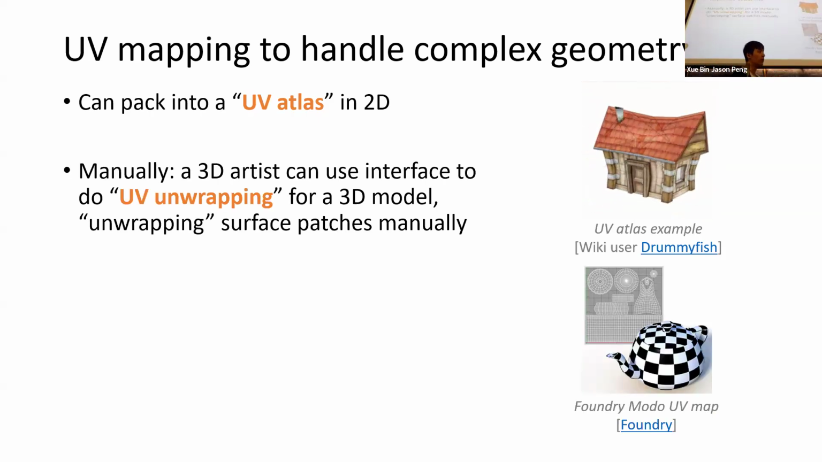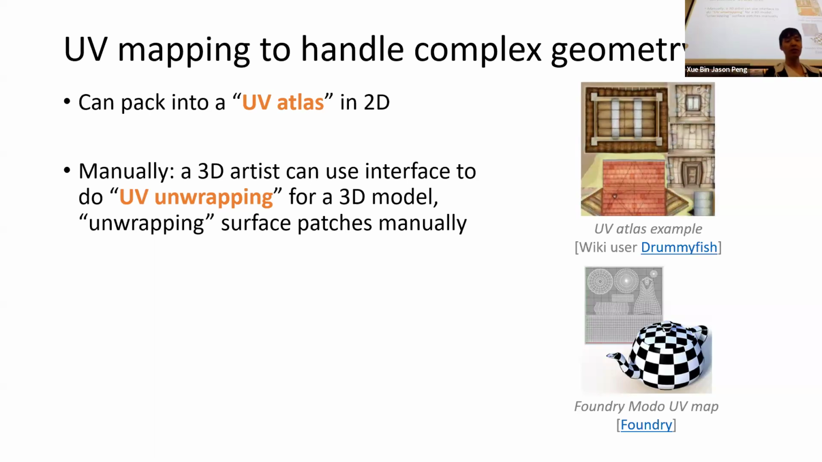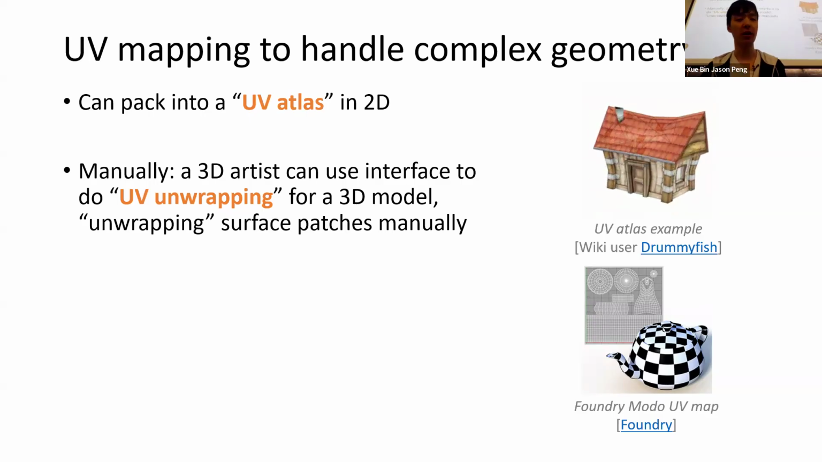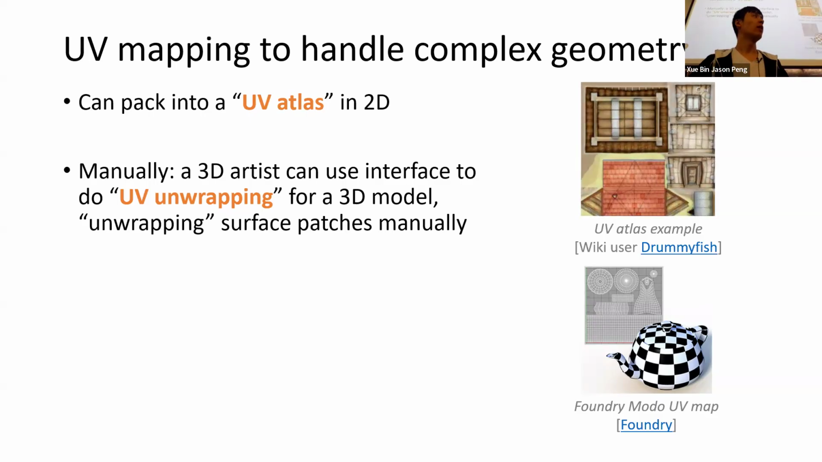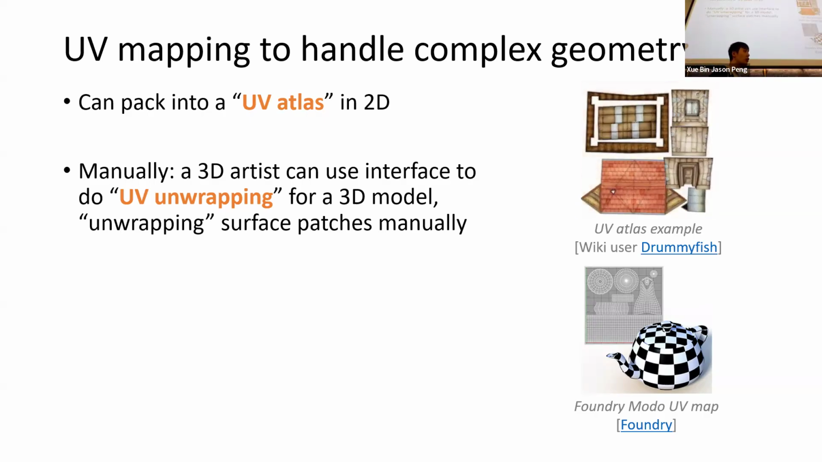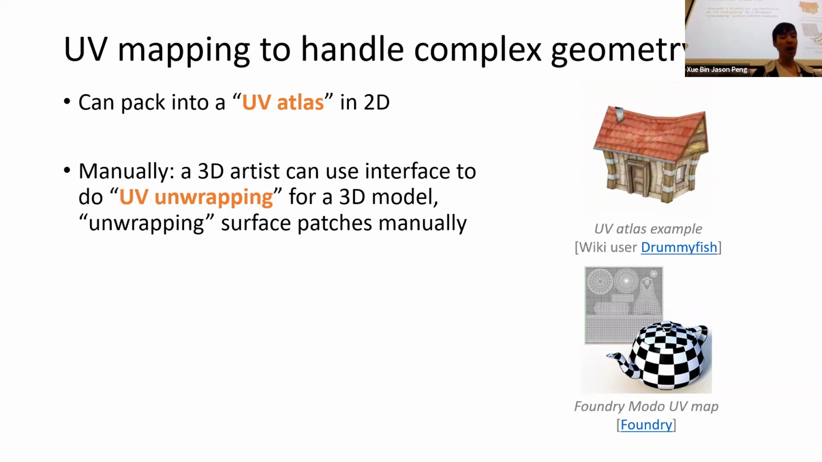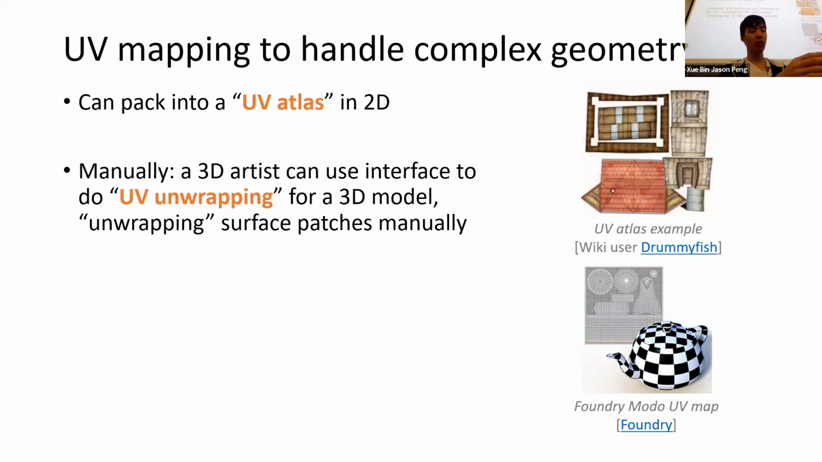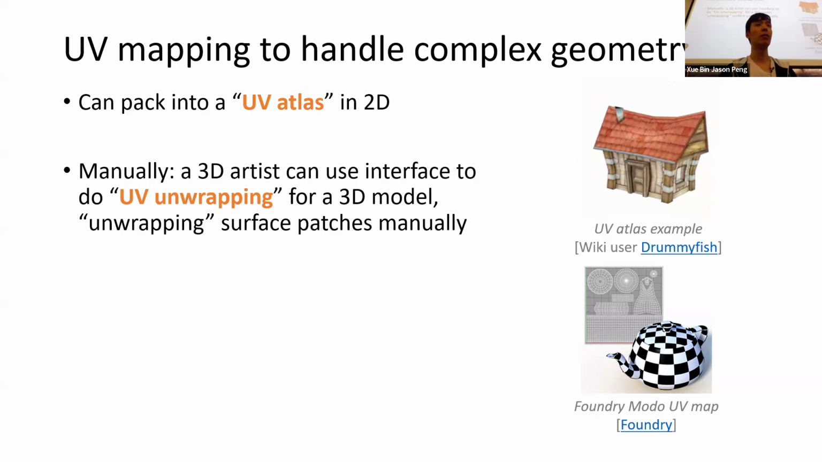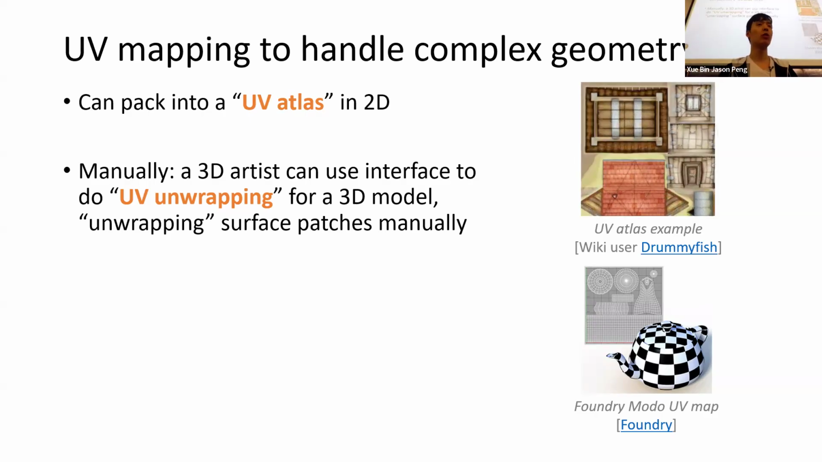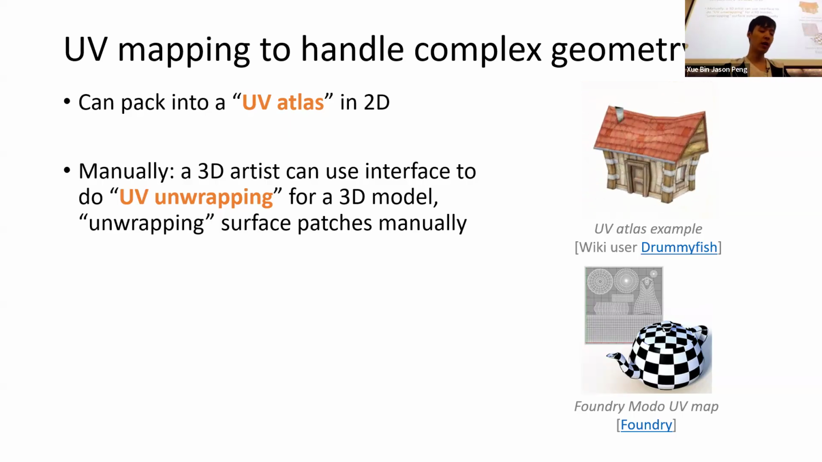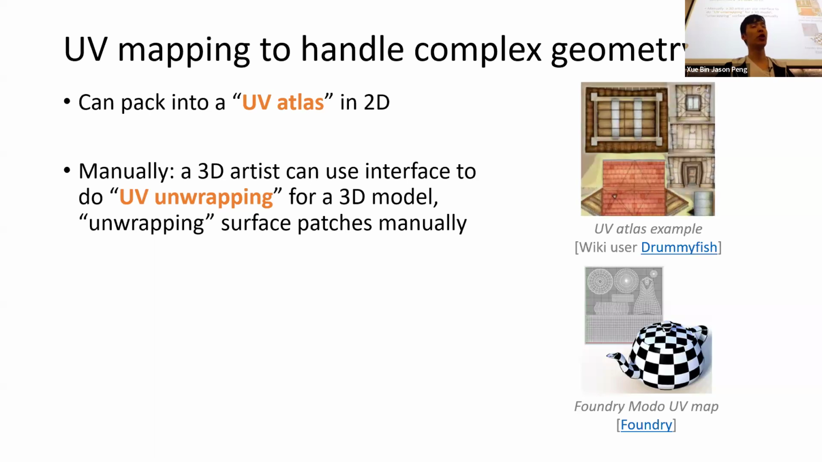Now, this unwrapping of a mesh is often done manually by artists with the help of 3D modeling tools. And ideally, a good UV map will be one where we can flatten all of the triangles of the mesh onto a 2D plane while minimizing the distortion of the triangles. So when we flatten the triangles onto this 2D plane, we want to roughly make sure that the triangle shapes are not changed too much.